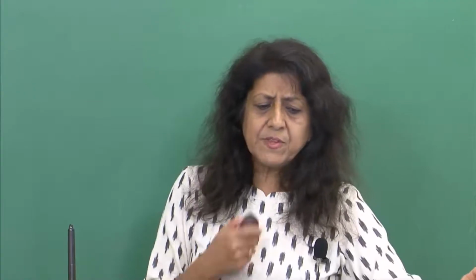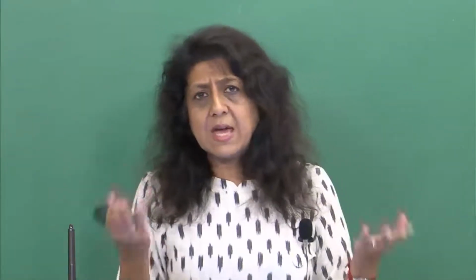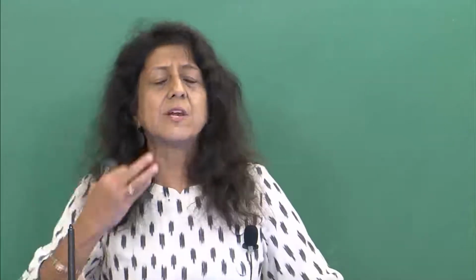So one of the first things we started with was who is our user? It is a small business owner. So what does that mean? Who is that person? What might their profile be like? So a small business owner probably has no time. They are a startup probably, so they're wearing multiple hats, they're also their own accountant, their own CEO, their own cleaning person, everything. They are probably stressed, right? And perhaps they may have limited education. They may not have a lot of sophistication.